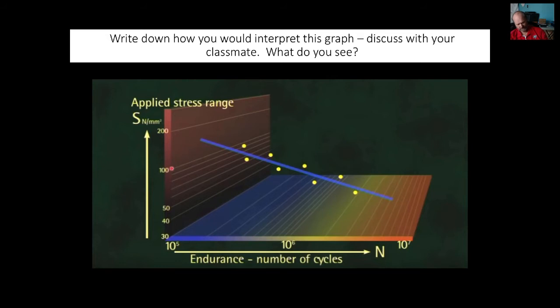Okay, so if I apply 100 megapascals, these 3D plots are kind of confusing here. If I come across straight, I think I'm going to intersect or cross over here. I won't give you a 3D plot if you have to interpret the data, but you come across and then you intersect with the line, and then you come down and you know how many cycles you did. So this is the applied stress, 100. I come across, I come down, it lasts a million cycles.